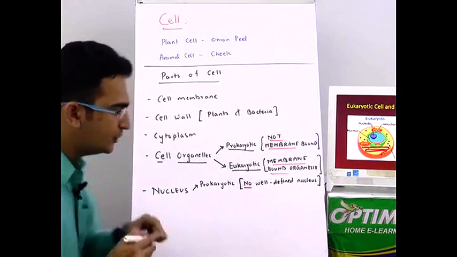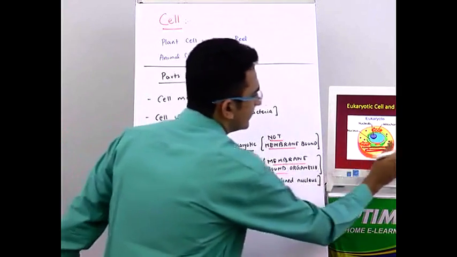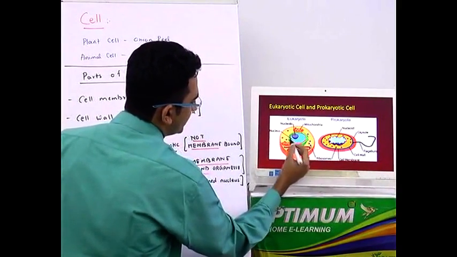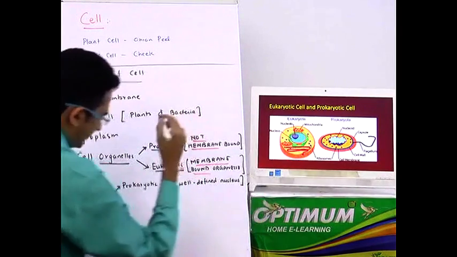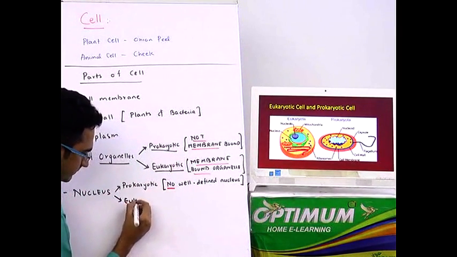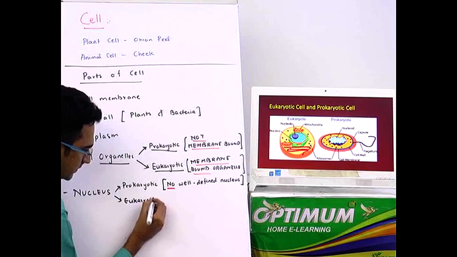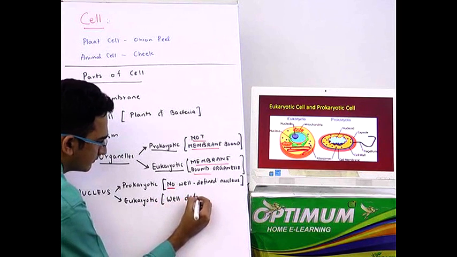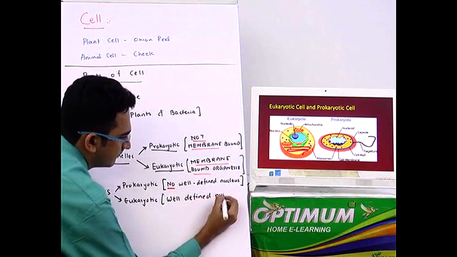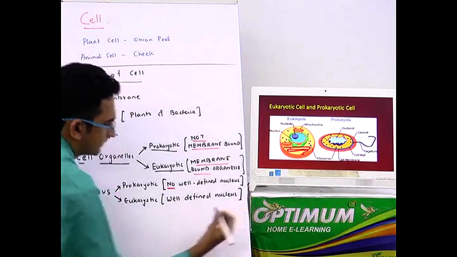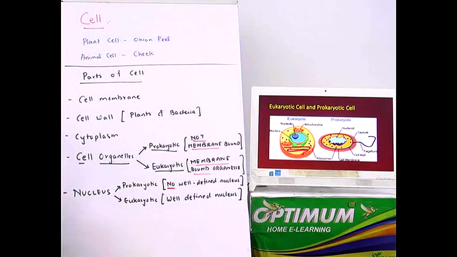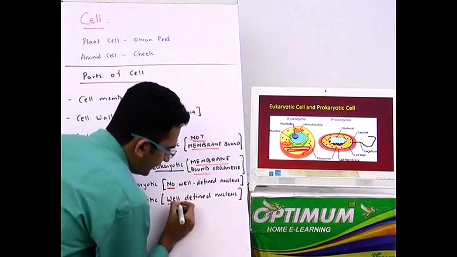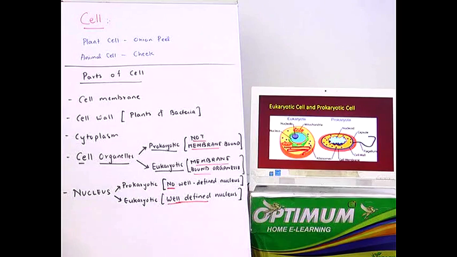Whereas in a eukaryotic cell, look at this. Here look at the nucleus. No, there's no proper nucleus here. Here there is a proper nucleus. So there is a well-defined nucleus.